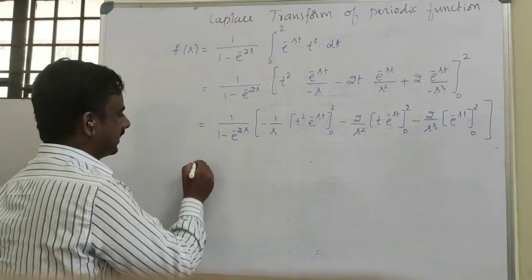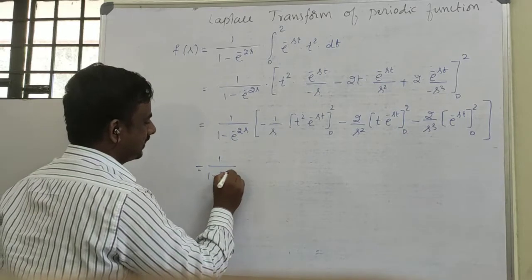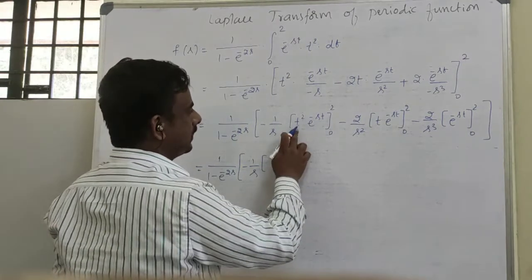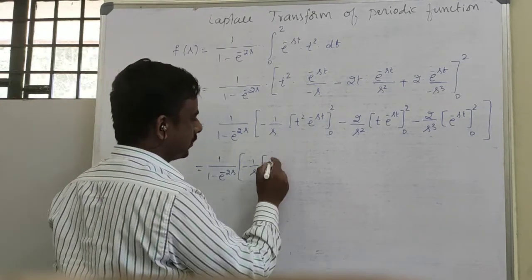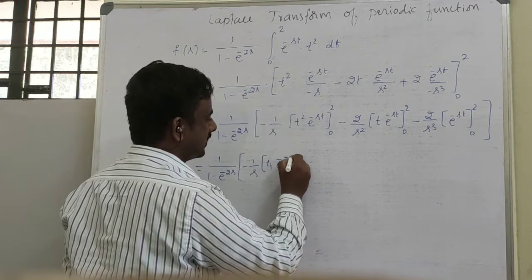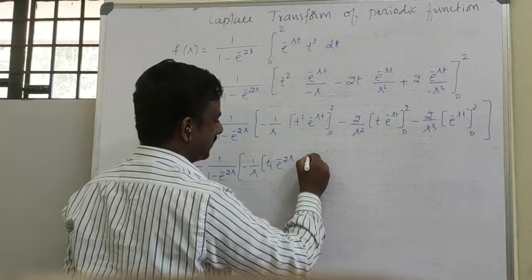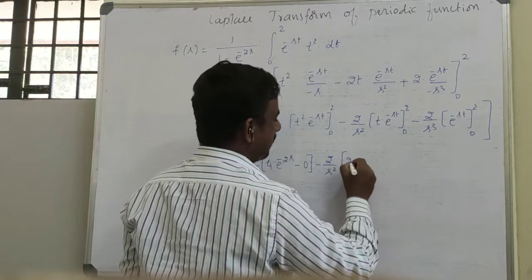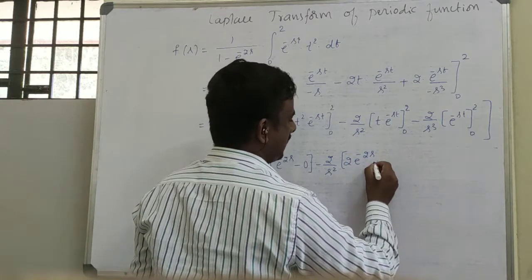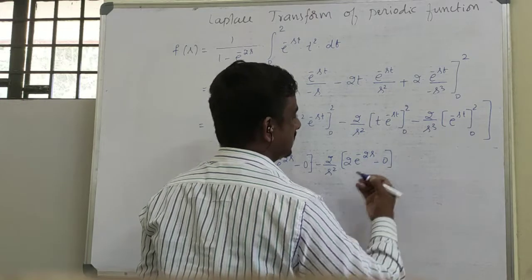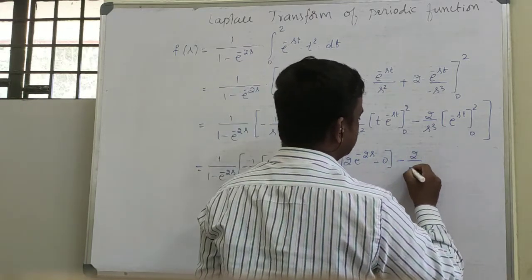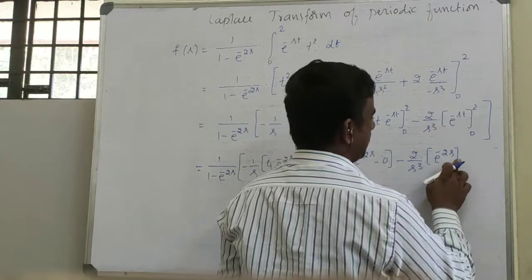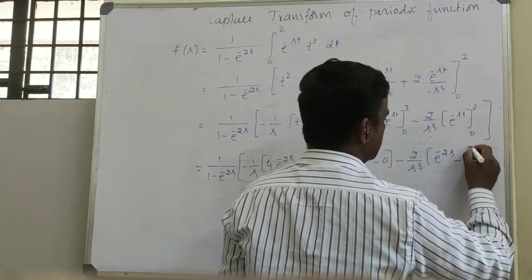Now applying these limits, what do we get? So 1 divided by 1 minus e power minus 2s times minus 1 by s into t square e power minus st at the limits. So 2 square, that is 4 e power minus 2s, minus 0 into e power 0, you get 0. Minus 2 by s square times 2 e power minus 2s minus 0 into e power 0, that is 0. Minus 2 by s cube times e power minus 2s minus e power 0, that is 1.